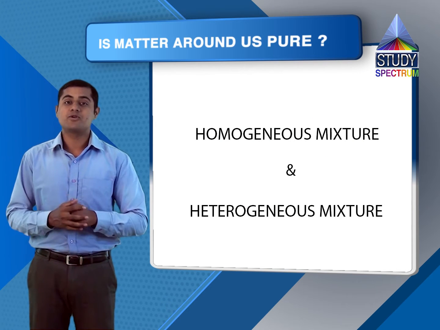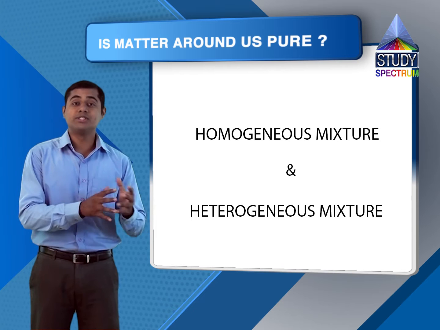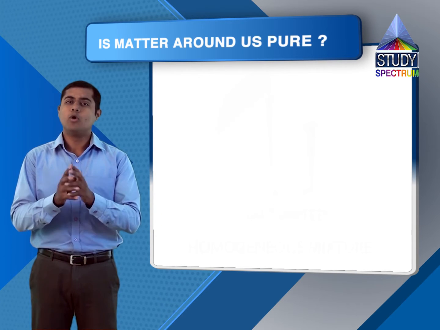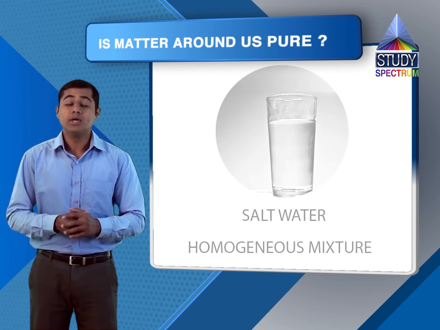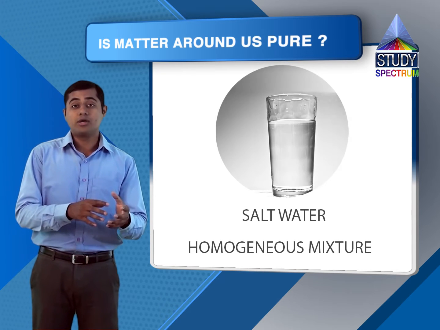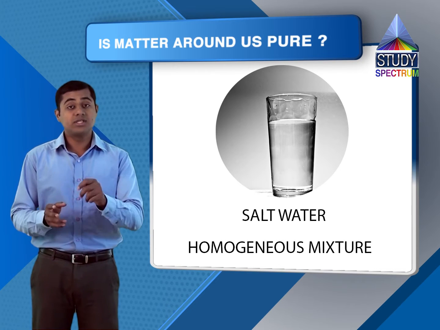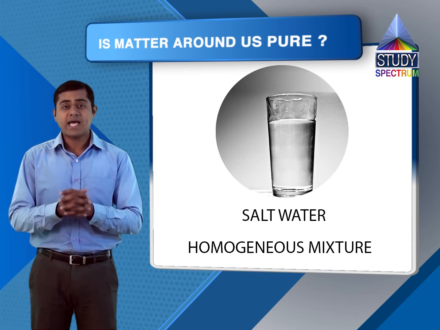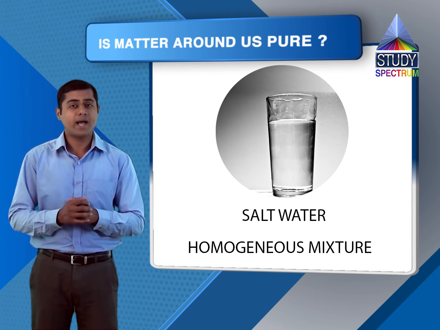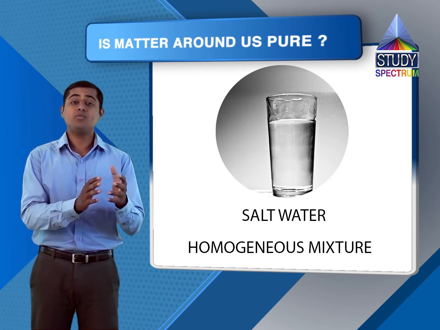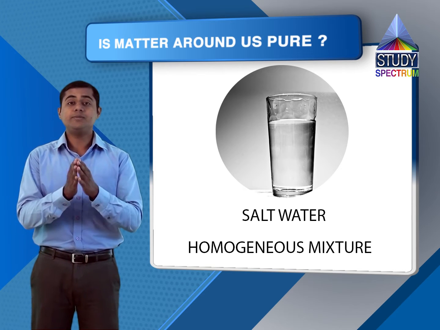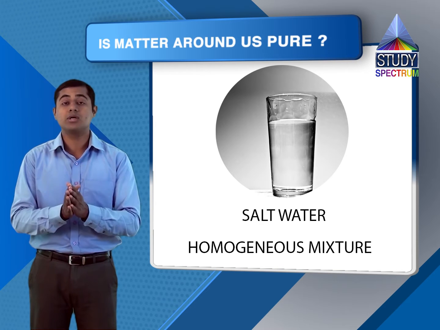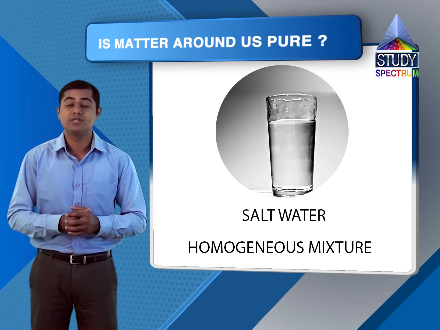There are two types of mixtures. One is homogeneous mixture and the other is heterogeneous mixture. What do we mean by homogeneous mixture? The same example, salt added to the water, stirred well. The dissolved salt in the water is actually a homogeneous mixture. Why? Because it tastes the same throughout. The distribution of the dissolved salt particles in that water is uniform throughout.